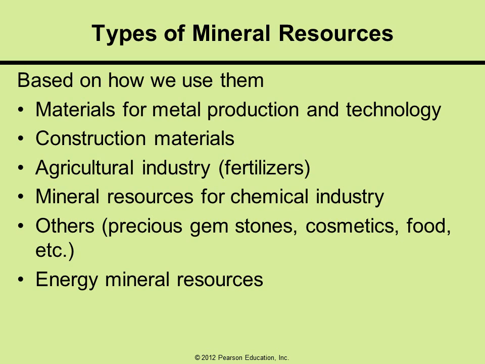We have lots of different types of mineral resources, and often we describe the different types based on how we use them. We have a number of materials that are used for metal production and technology, and we have a number of construction materials that we use for road construction and building construction, for example. Then we have the agricultural industry, where a large volume of materials are needed for fertilizers, and those actually have to be mined. We also have mineral resources that are needed for the chemical industry. Often these become very specialized, where a specific type of mineral is not needed in great abundance, but it might be a very rare mineral that we need to find a mine or a source.